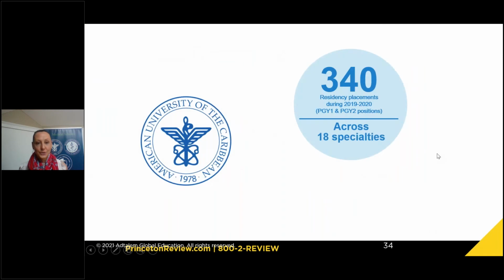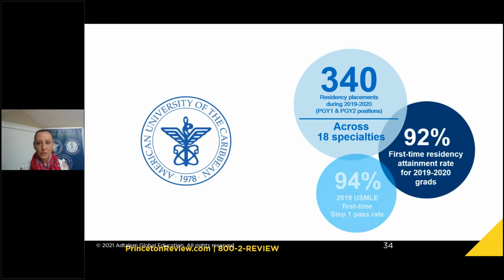So together, students, we've been around for over 40 years. We have an established history. We also have combined over 20,000 alumni. And I always tell the students when I present that we are looking at your metrics and you should be looking at our metrics. So, for example, American University of the Caribbean, we've had 340 residency placements during 2019 and 2020. We have a 92% first-time residency match rate, and we have a 94% USMLE first-time pass rate. That is for the American University of the Caribbean.